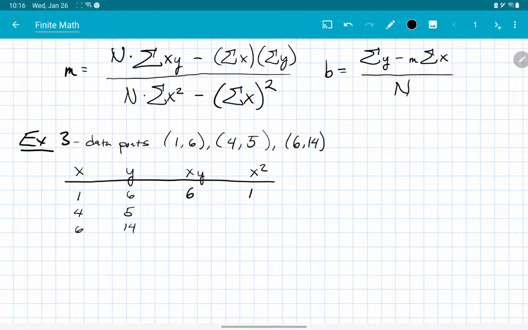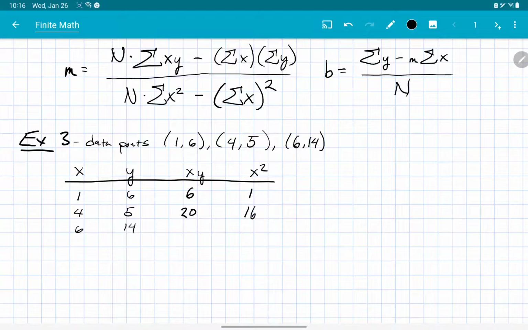The next row, X times Y, 4 times 5 is 20. So X times Y is 20. Now I want to take X squared. X is 4, so X squared is 16. So 16 goes there.